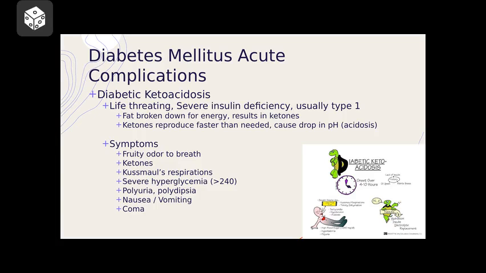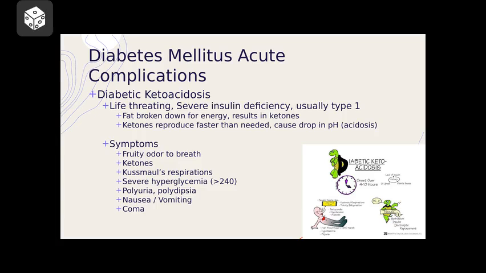They start breaking down fat. When the fat breaks down, it releases ketones. And ketones start building up and they lead to a drop in the pH. So that leads to metabolic acidosis. Body doesn't like metabolic acidosis. So our signs and symptoms then are going to be fruity breath. So we used to say it smells like Juicy Fruit, but I don't even know if they make Juicy Fruit anymore. So fruity breath smells like you just ate a whole bunch of melons.